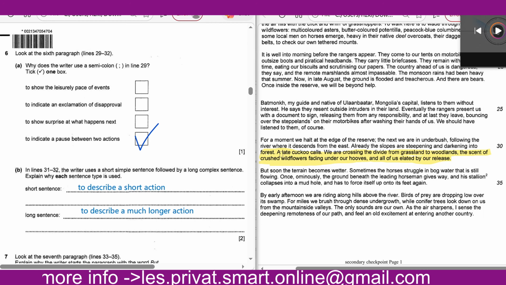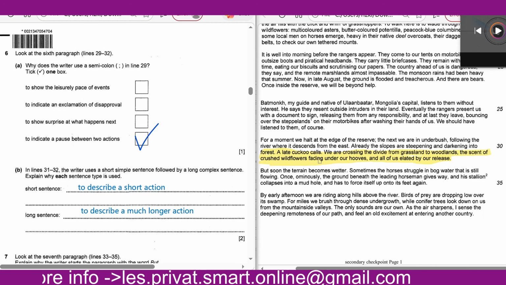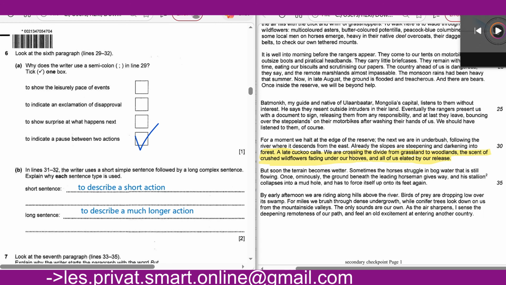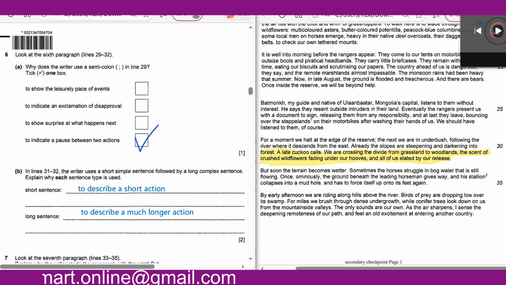A late cuckoo calls. This is the short sentence to describe a short action. And the long sentence is: we are crossing the divide from grasslands to woodlands, the scent of crushed wildflowers fading under our hoofs, and all of us elated by our release. Okay? However, if you have any other idea, you may write it down in the comment section. Your comments will be useful for other viewers.